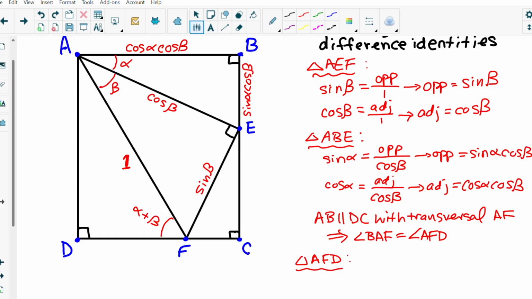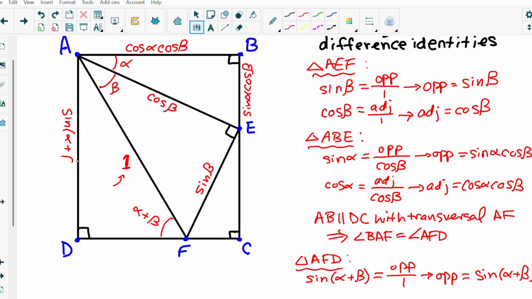I'm going to do the whole same process again. Let me do the sine and cosine ratios of this triangle. So sine of alpha plus beta equals, well, I want this opposite side. So that's opposite divided by the hypotenuse, which is 1. So this tells me that the opposite side equals sine of alpha plus beta. Sine of alpha plus beta. There we go. Okay?